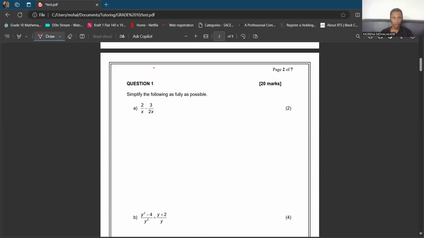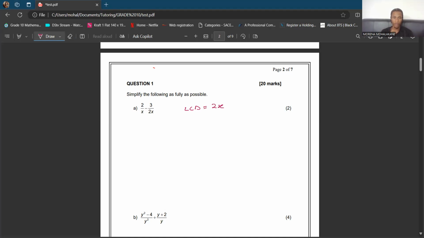So looking at the first one, they're saying simplify the following as fully as possible. So remember, LCD is the common thing here. So getting your LCD first. Your LCD is determined by the denominators. So you have 2x and x. So my LCD is going to be equal to 2x.